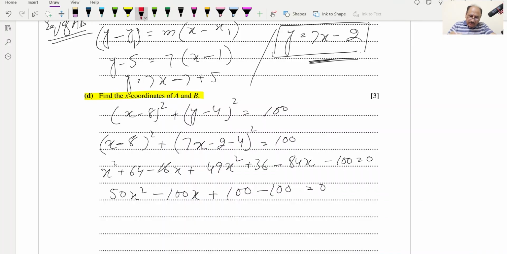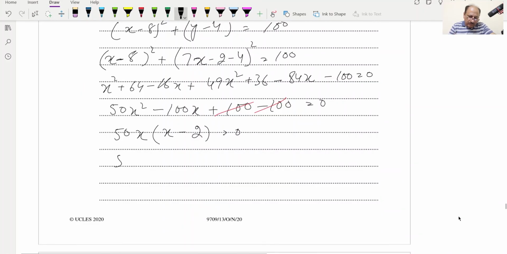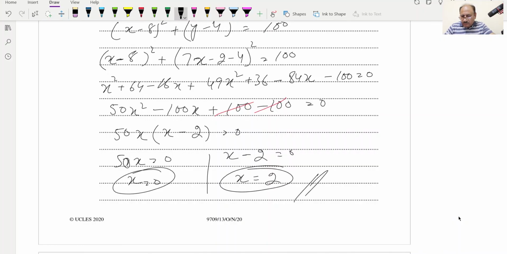Plus 100 and minus 100 will be cancelled, and we can take 50x common, so inside will be x minus 2 is equal to 0. So 50x is equal to 0 or x minus 2 is equal to 0, so x will be equal to 0 and x will be equal to 2, and these will be the two answers for this part.